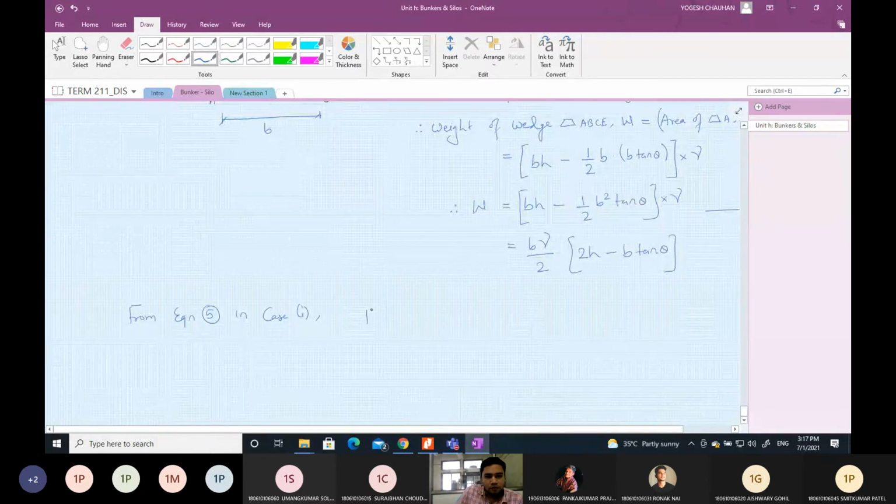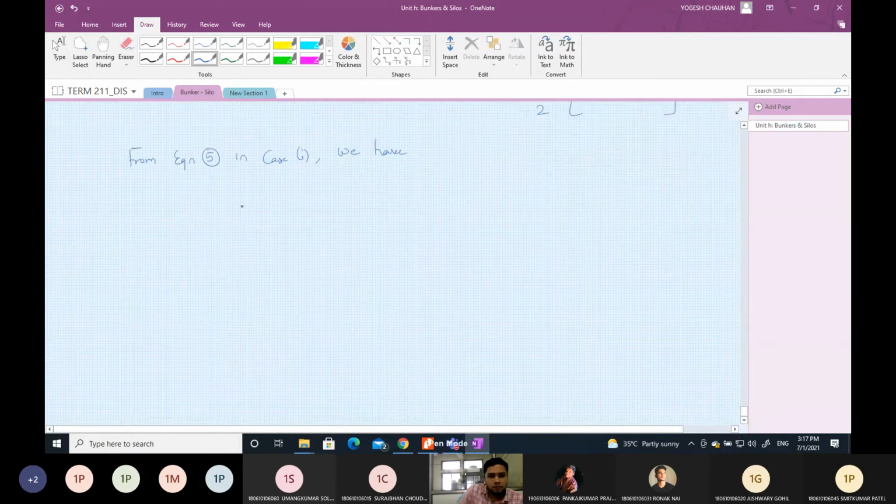So we have pH is equal to W times tan theta minus mu, divided by mu plus mu dash times tan theta plus 1 minus mu dash.